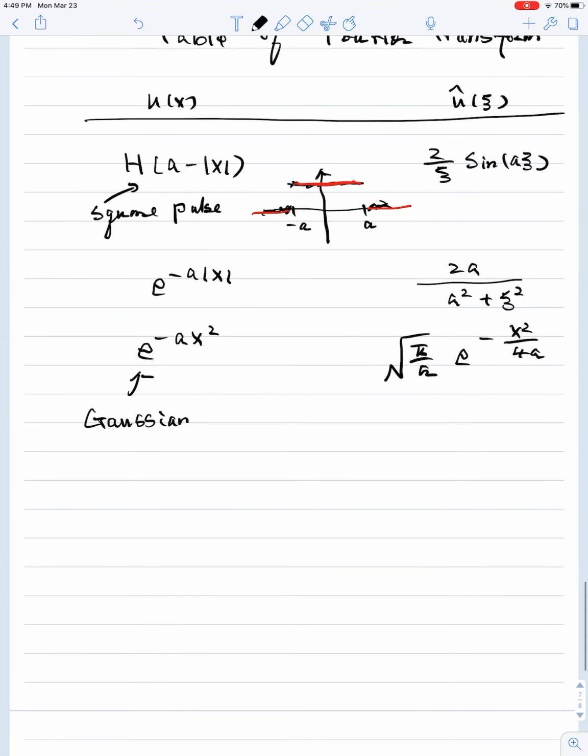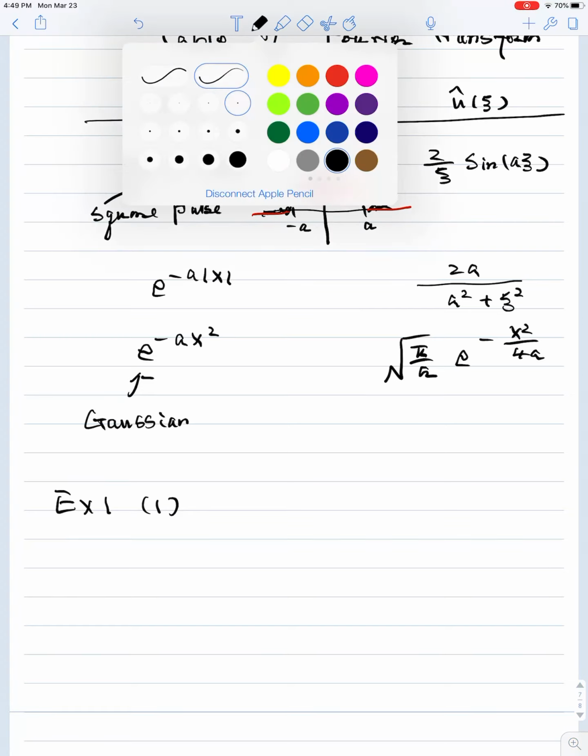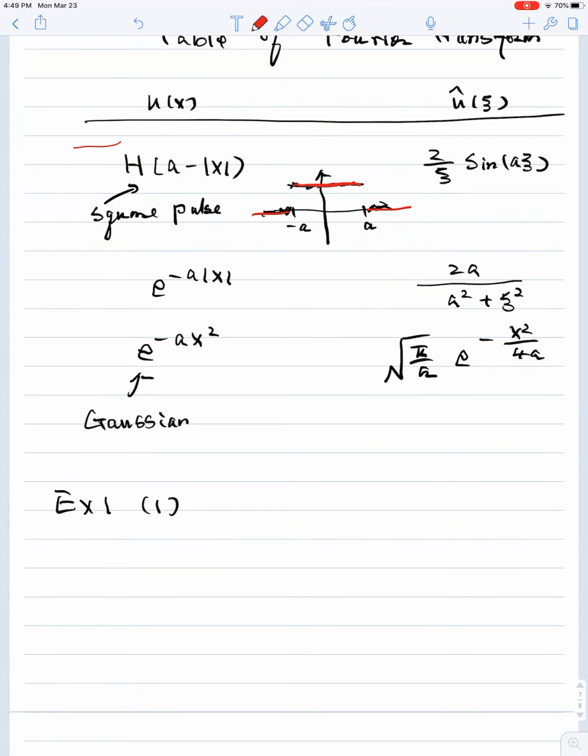All right. Let's just use an example. Let's compute this and verify some of these. Example 1, part 1. Okay, let's do the square pulse function.